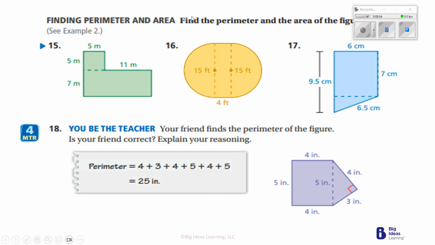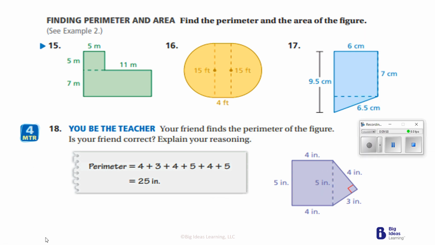Number 15 is mine. Find the perimeter and the area. This time they want both, the perimeter and the area. All right, I'm going to start with the perimeter first. Perimeter is how far everything is on the outside. If this is 7, and this is 5, well, 7 plus 5 is 12. And then we're adding 12 to 5, and that's going to be 17.